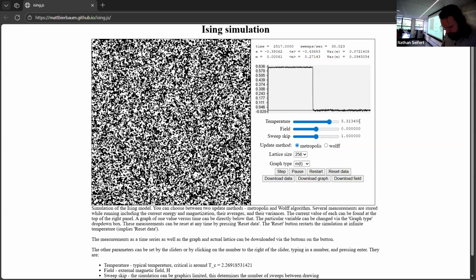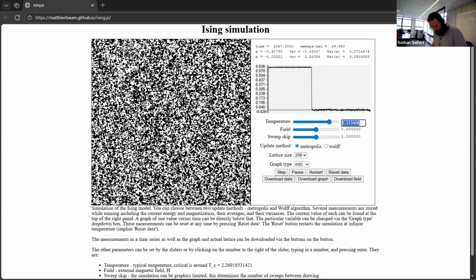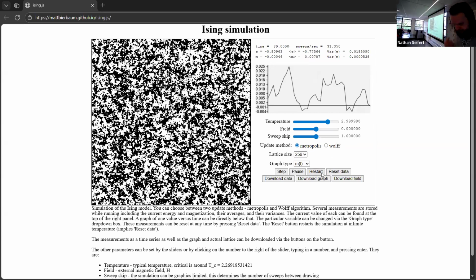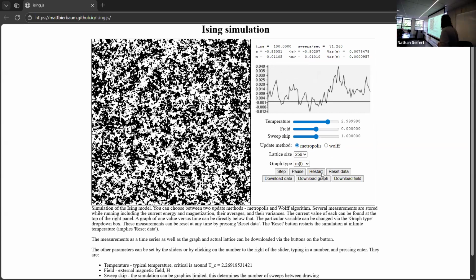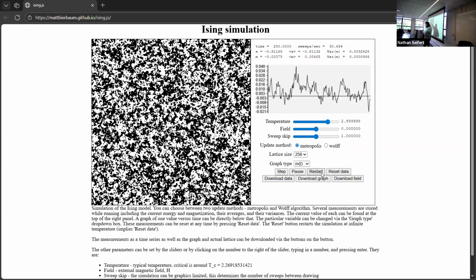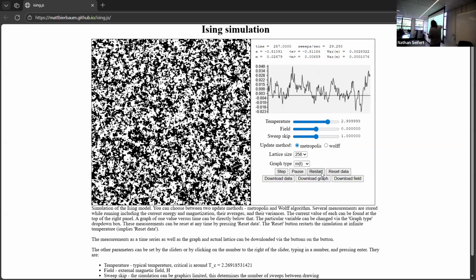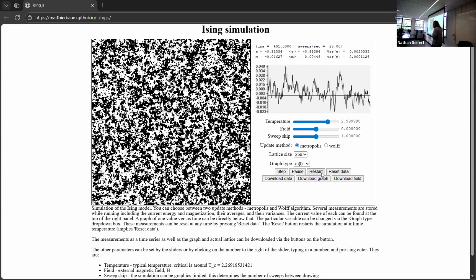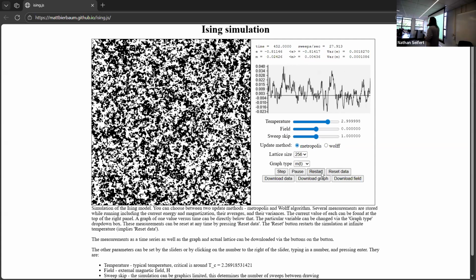So I could bring the temperature down to slightly above the temperature where something may happen. And let's look a little bit at, again, this looks like random noise. You can see that the magnetism, again, is on average 0, but it fluctuates kind of slowly.